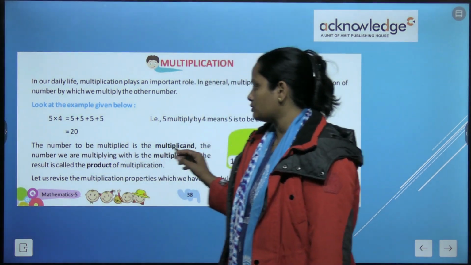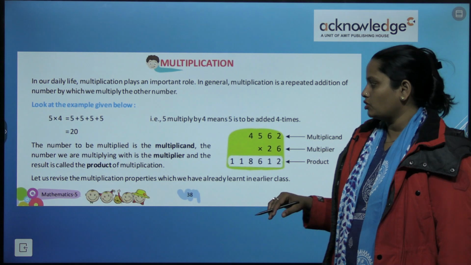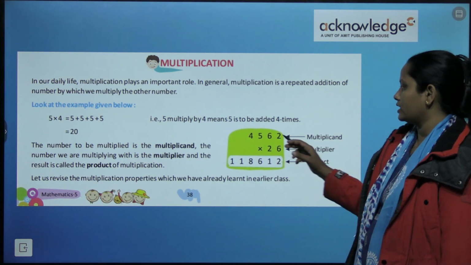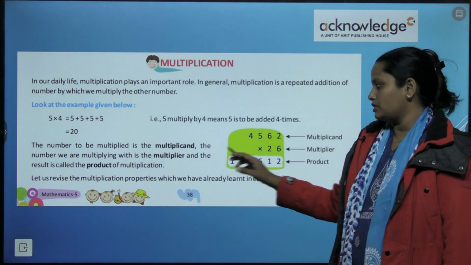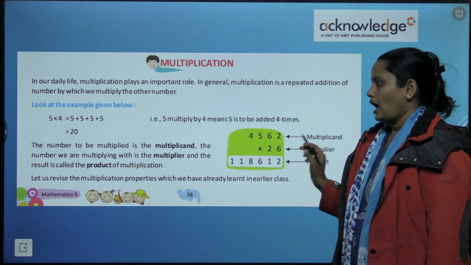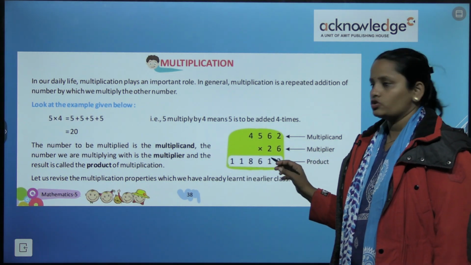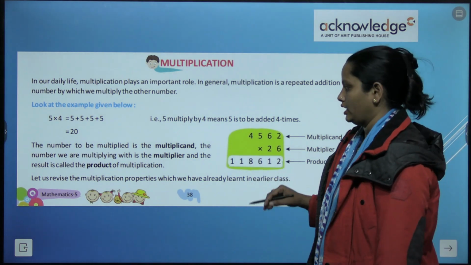The number to be multiplied is called the multiplicand. The number which we have to multiply is called the multiplicand. And the number we multiply with is called the multiplier. And the result is the product. And the result that comes is called the product.